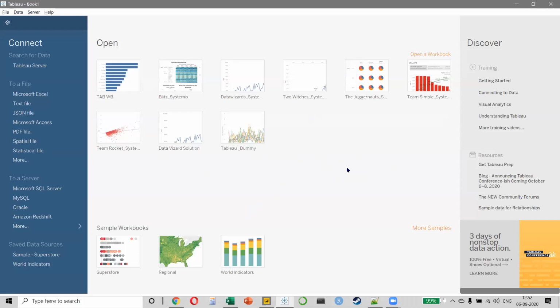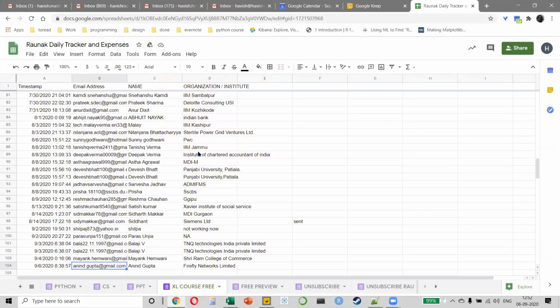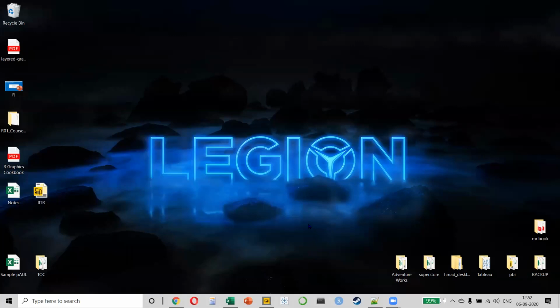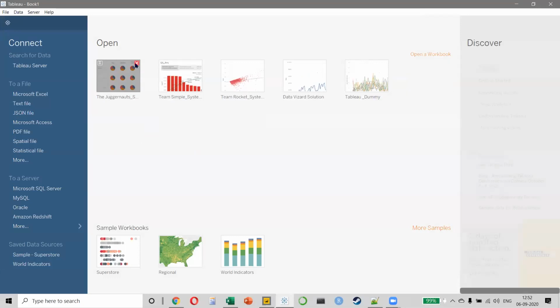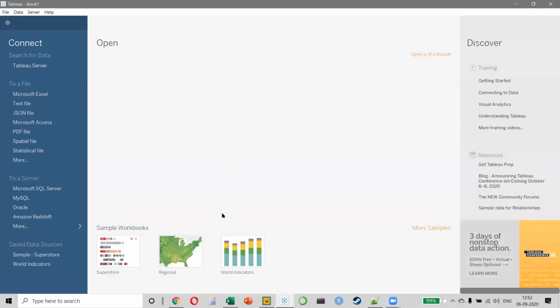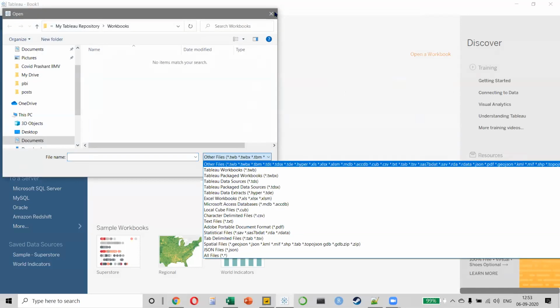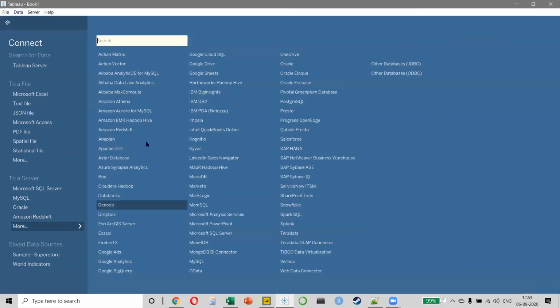And what I want to do is, this is the first window. By the way, if you will allow me, let me close everything so that I show you from scratch how it looks. Okay, this is the first window, everyone. On the left side, you notice there are some files that you can connect to. So Excel, text, Access, PDF and all. If you click on more, then you can select other types of files as well. Similarly, if you want to connect to databases or servers, you notice there is a very large list of options available here.